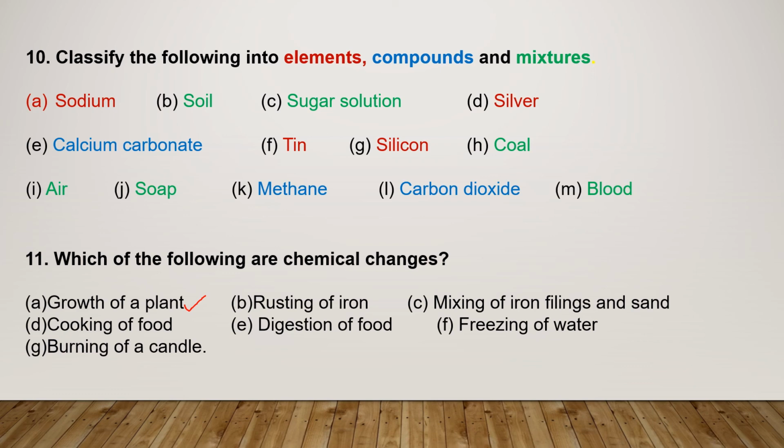Rusting of iron is also a chemical change. Mixing of iron filings and sand is a physical change. Just mixing, that is a physical change. Cooking of food is a chemical change. Digestion of food is also a chemical change. Freezing of water is not a chemical change, that is a physical change. Burning of a candle involves both physical change and chemical change, so we can write it here as a chemical change. So these are the answers of the exercise questions.